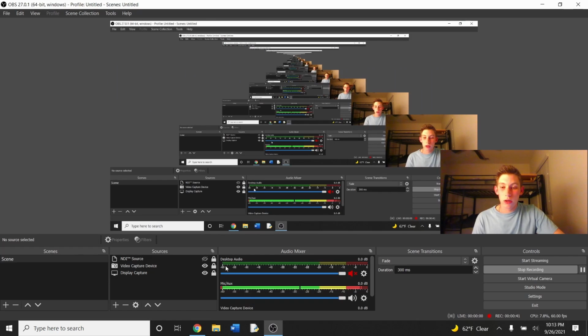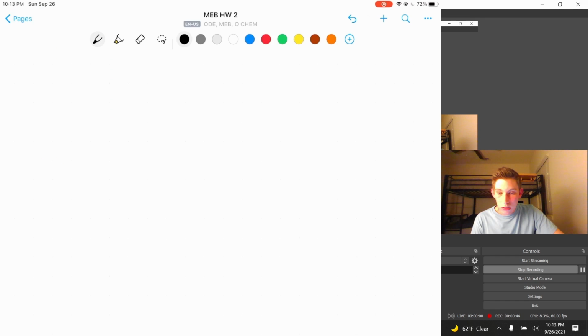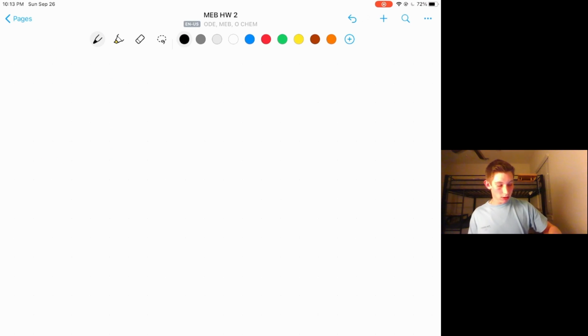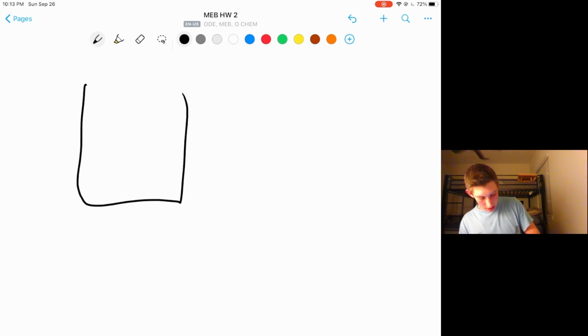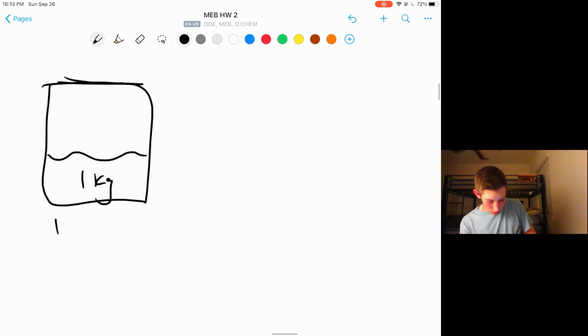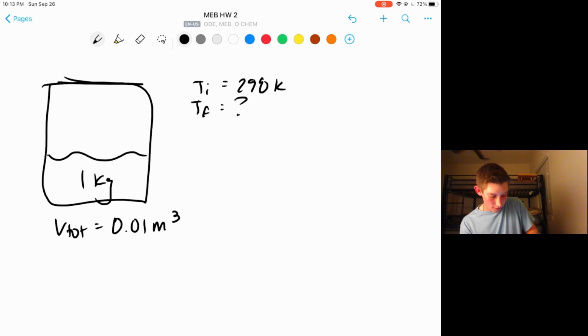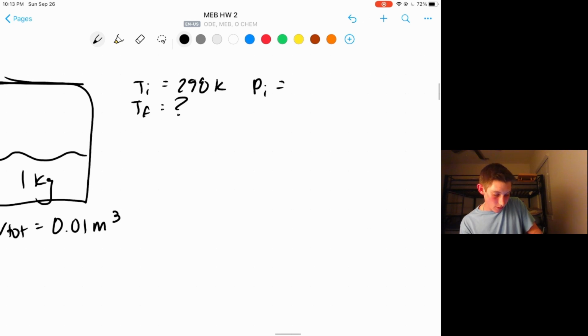So we are going to first go here and start looking at some equations. So we have this closed system here. There's water, there's 1 kilogram of water. We know the total volume is 0.01 meters cubed. Our initial temperature is 298 Kelvin. We don't know our final temperature. Our initial pressure is 101,325 pascals, and our final pressure is 200,000 pascals.